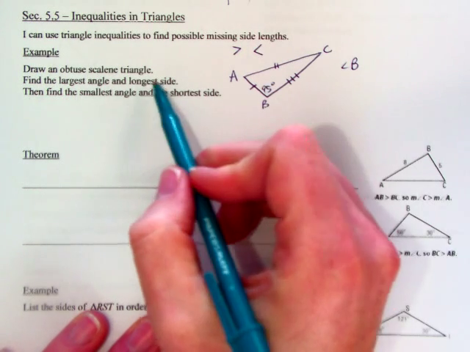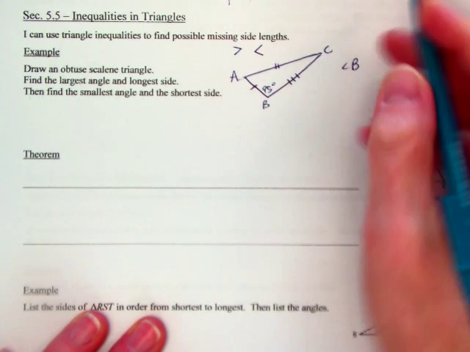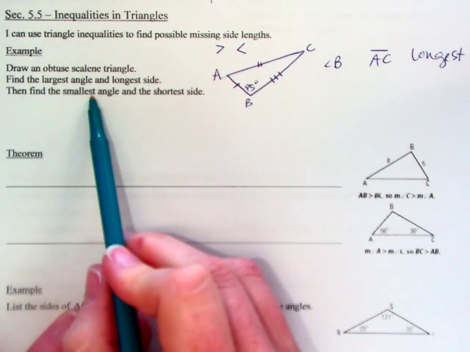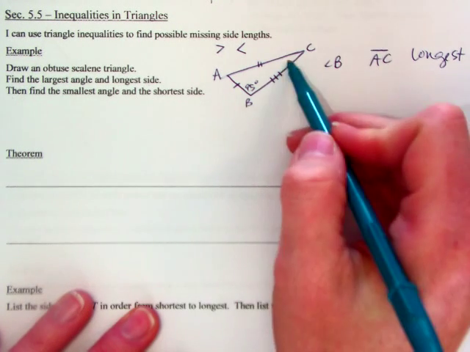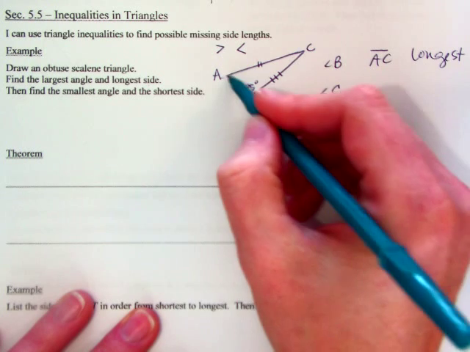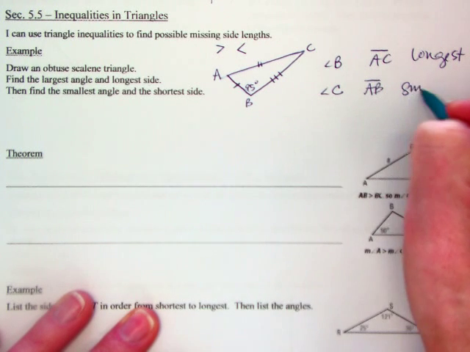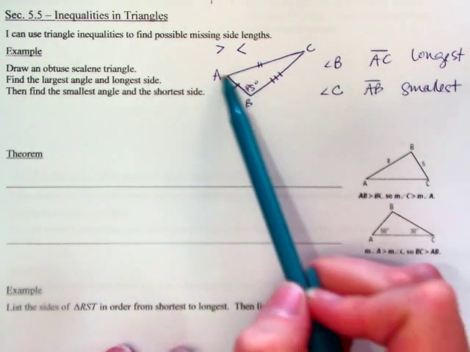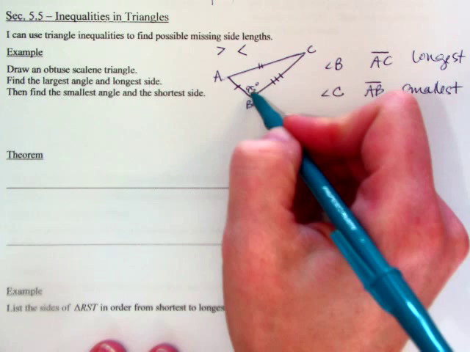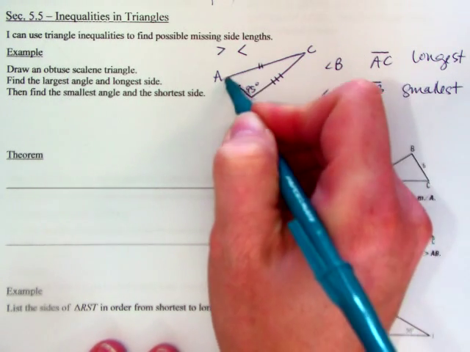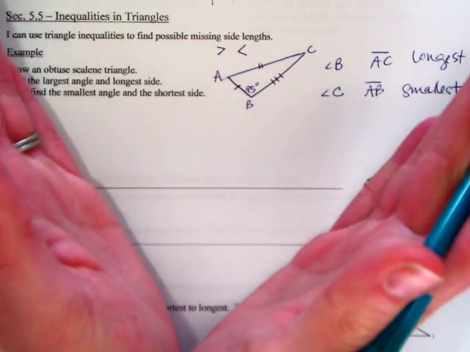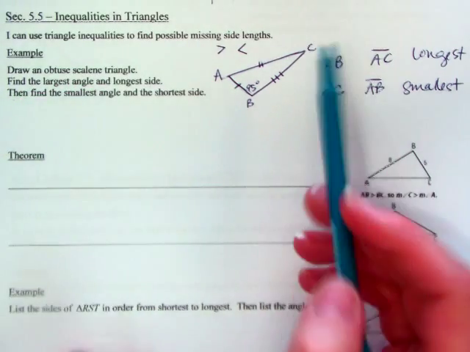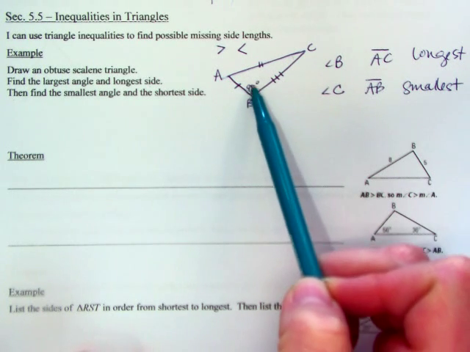The longest side would be this guy, so AC. Longest. Then it says find the smallest angle. So this guy's going to be the smallest one, angle C, and then AB will be the smallest side. And the reason kids kind of know that, besides just looking at it, is that big angles have big sides. So the wider that angle opens up, the bigger the side is going to be. The smaller the angle, the smaller the side. Okay? So small angles always go with small sides, and big angles always go with the biggest sides.